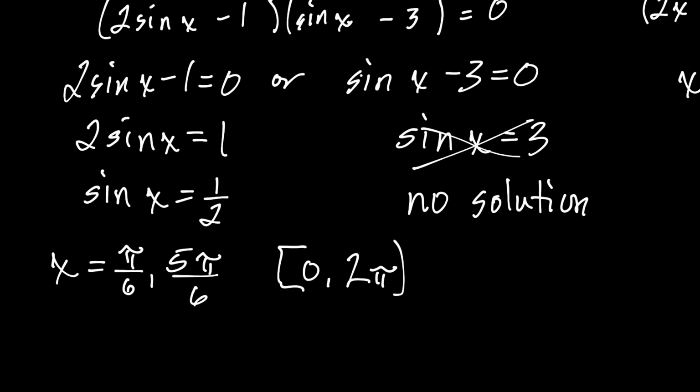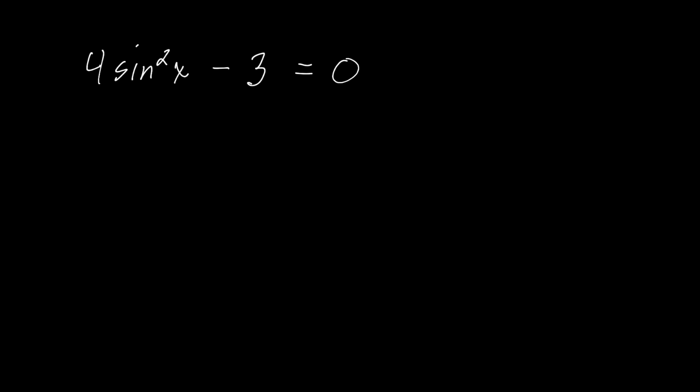So far, so good. On to the next piece. Ooh, this is a good one. So how do I solve this? Well, I want to solve for x, so I want to get this piece of the equation by itself. I start by adding 3 on both sides of the equation. So 4 sine squared x equals 3.